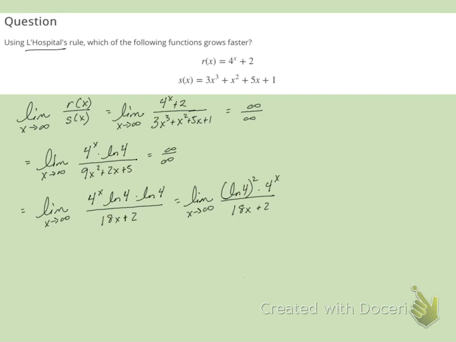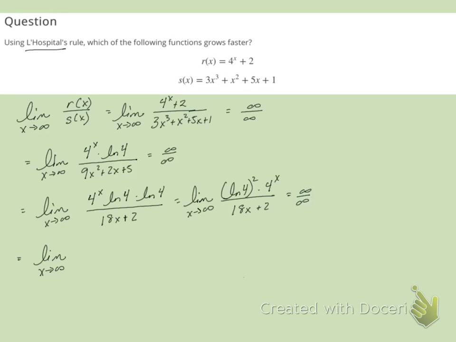So you can see that in the numerator, that exponential function is consistently there, whereas in the denominator, our polynomial function keeps decreasing from a cubic to a quadratic to now a linear. So we still have infinity over infinity. So let's apply L'Hopital's rule one more time.